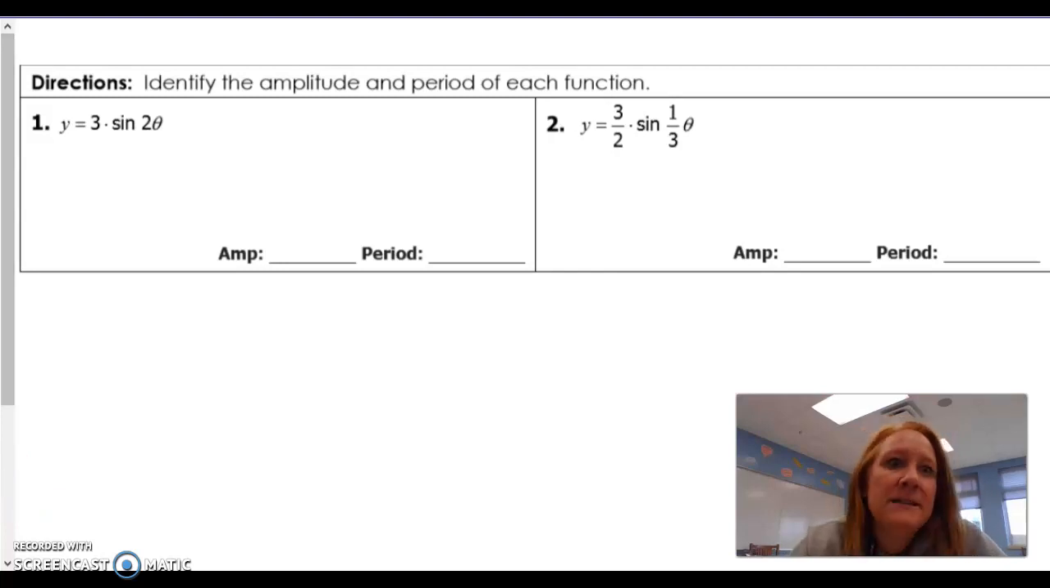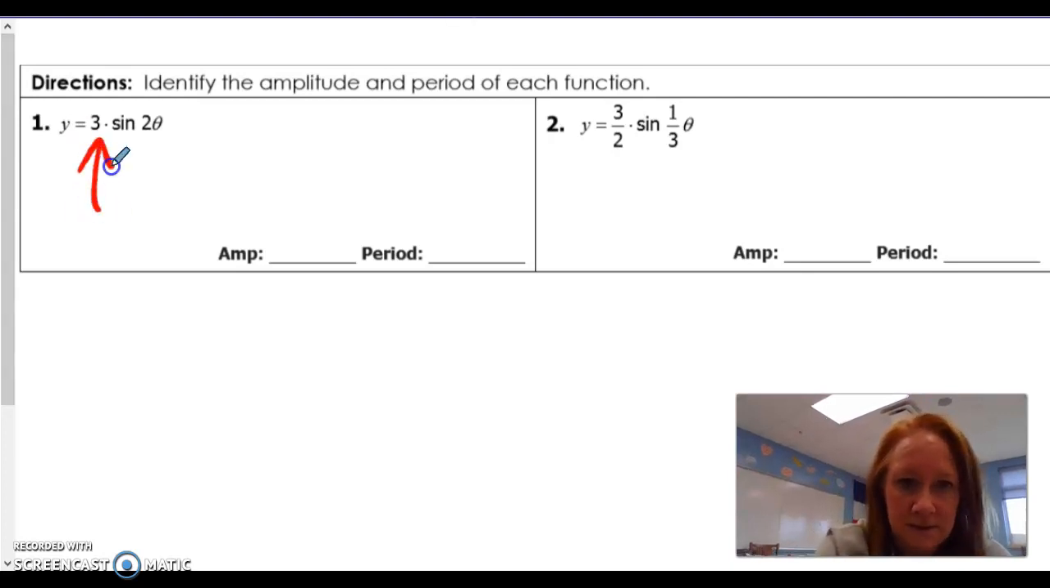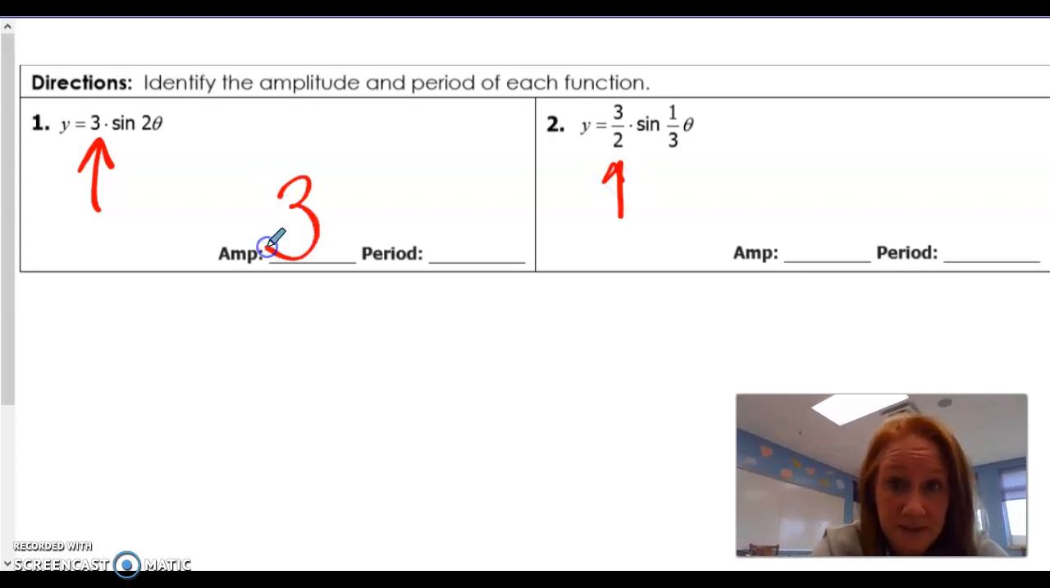So let's do a little bit of practicing, figuring out, okay, what is my amplitude, what is the period, and then do these have any shifts? And the answer is there's no shifting happening here, there's no plus or minus anything. We'll deal with that tomorrow. Okay, so the amplitude just always lives right here up front. So the amplitude to this one is 3. Amplitude of this one is 3/2.